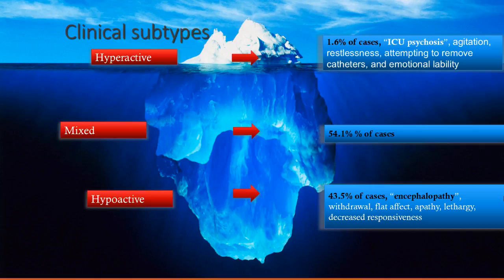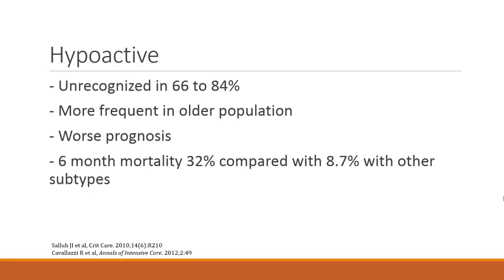So with regard to the hypoactive subtype, these are the patients that we tend to term encephalopathic. They're just not themselves. They're withdrawn. They're flat. They're just not as responsive. But we tend not to think of them initially as being delirious in the ICU. Importantly, as you would expect, it's under-recognized. So this subtype is very under-recognized.